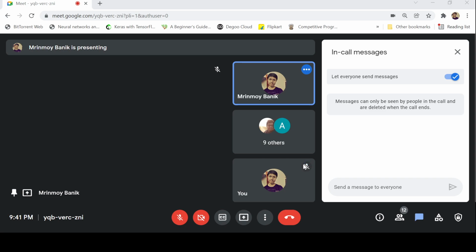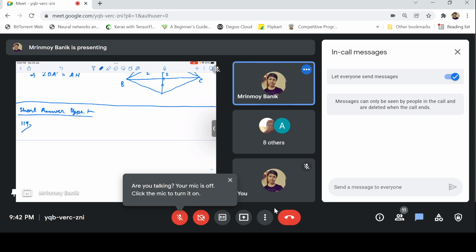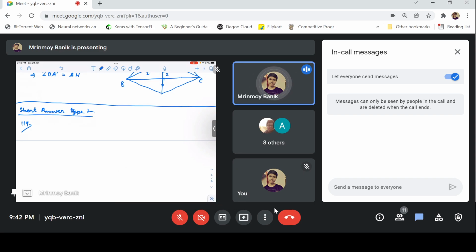So let's look at problem 119. This says short answer type. The adjoining figure: CZ is perpendicular to XY, and the ratio of the lengths AZ to ZB is half.